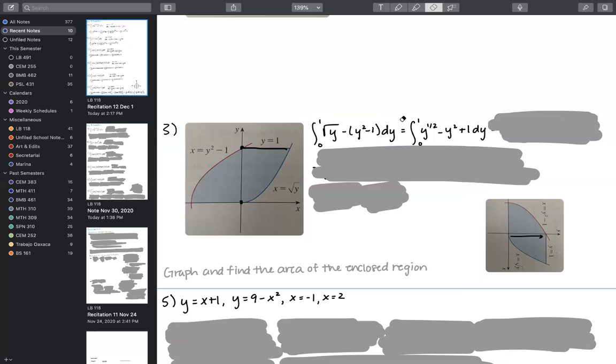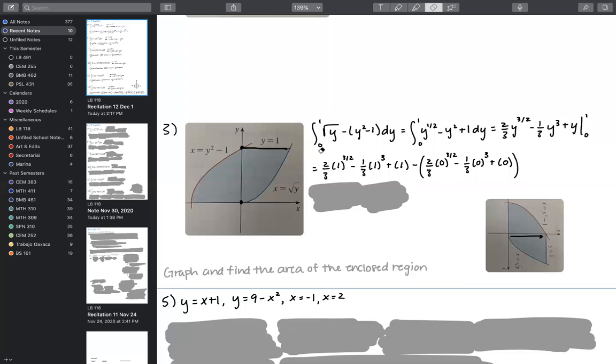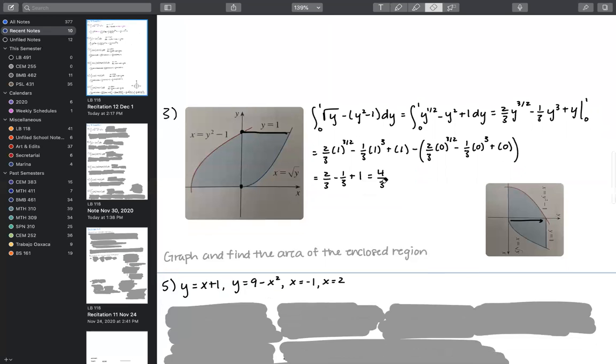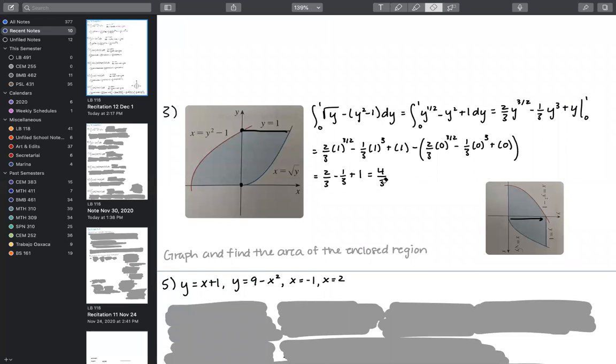And so putting those in fractional powers, doing the integration, we get 2/3 y to the 3/2 minus 1/3 y cubed plus y over 0 to 1, plugging in with parentheses. And at this point, it's just algebra. All right. So that's an example of one that's done with respect to y.